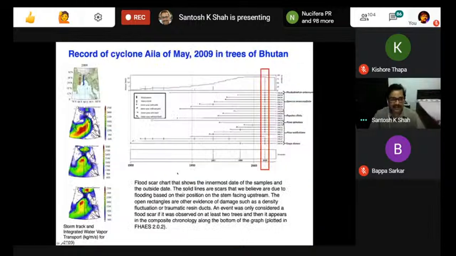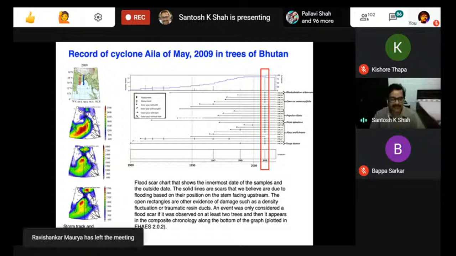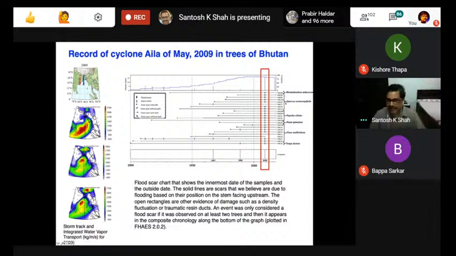In 2009 a great cyclone came and affected the entire eastern Himalayan region, and this is the storm track and integrated water vapor transport area. We collected many trees, and we found all the rings had the 2009 scar. This is the flood scar. So you can build a flood history based on tree rings, and that also contributes to climate science or climate change study.